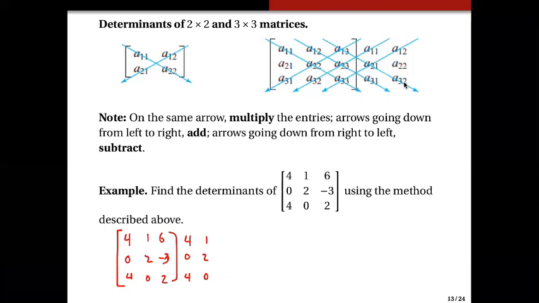So this is your arrows going from left to right. We multiply them.